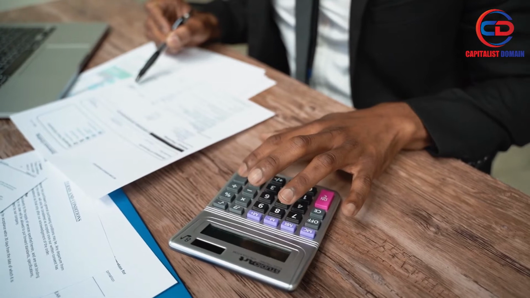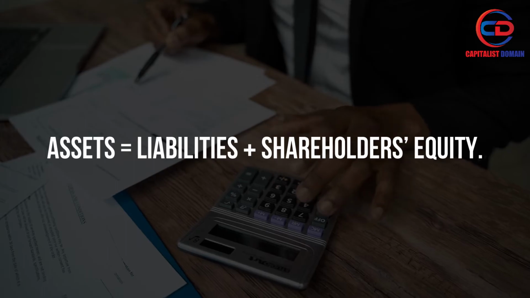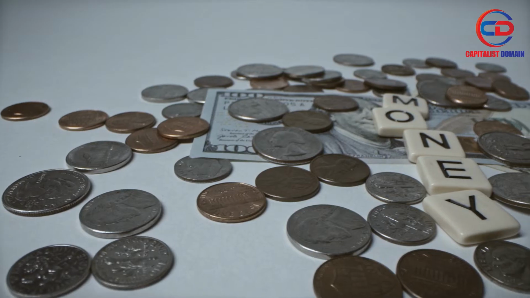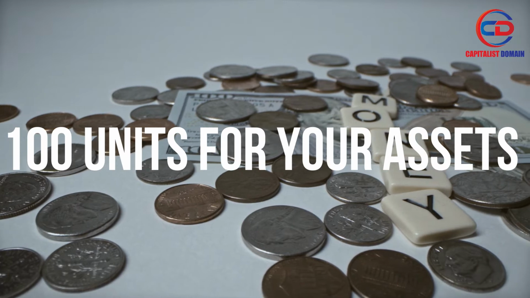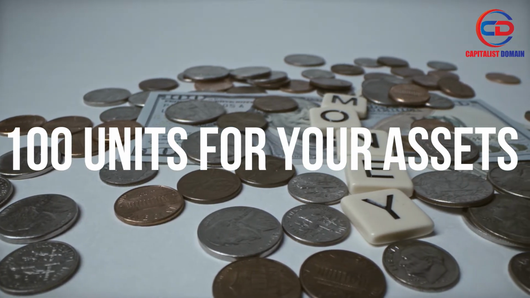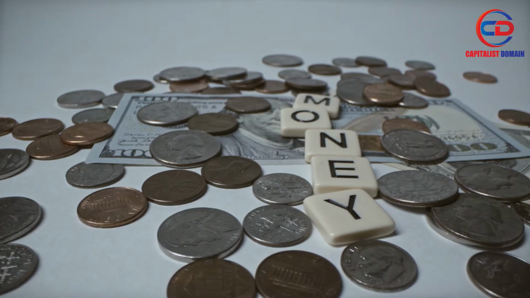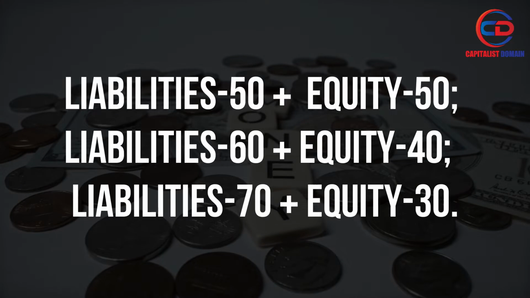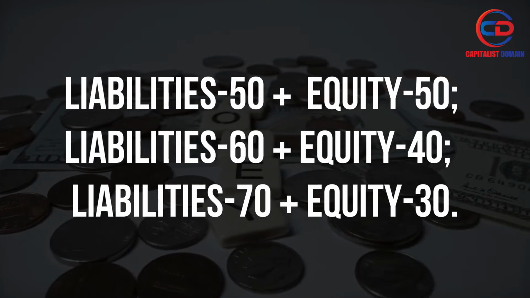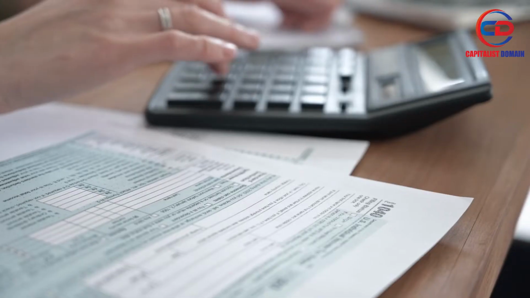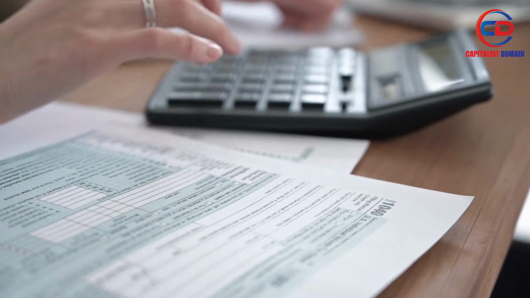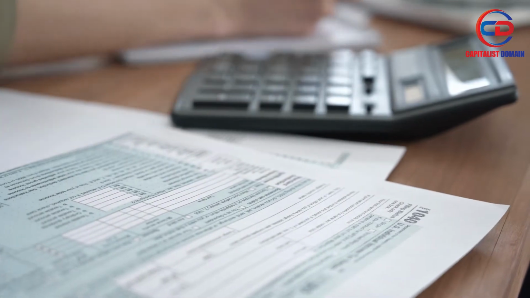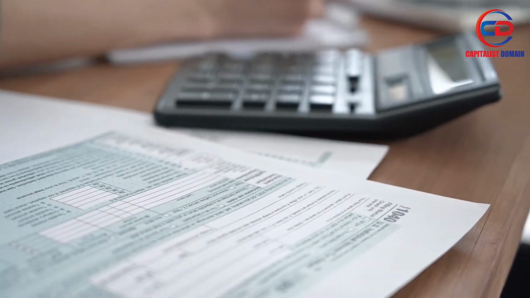We can explain the balance sheet using this formula. Assets are equal to liabilities plus shareholders' equity. Let's say you have 100 units for your assets. To give you a short example, your liabilities might look like this. Liabilities 50 plus equity 50. Liabilities 60 plus equity 40. Or liabilities 70 plus equity 30. Any of these formulas are possible as long as when you add them, they reflect the total amount on the asset side. This is what it means to balance.